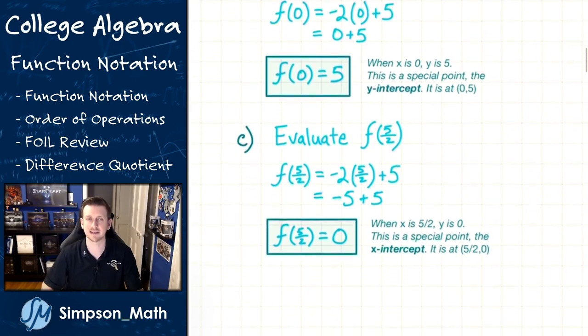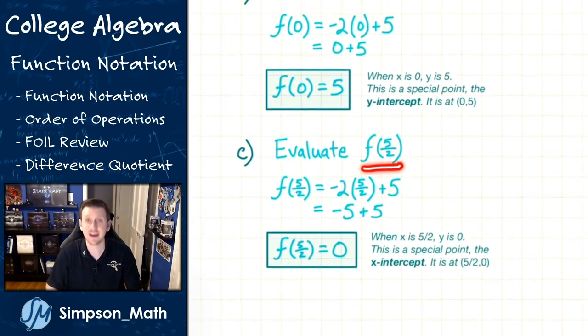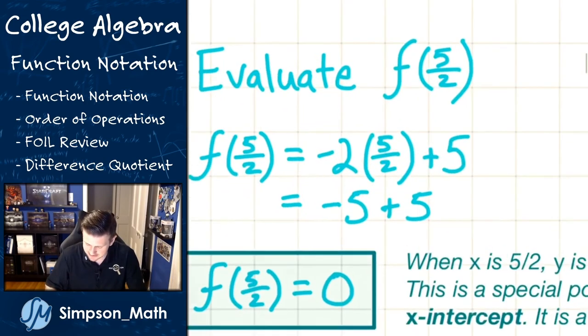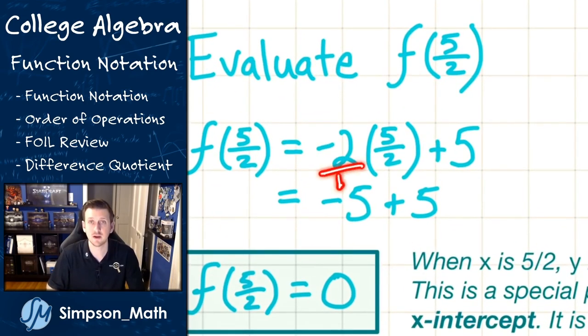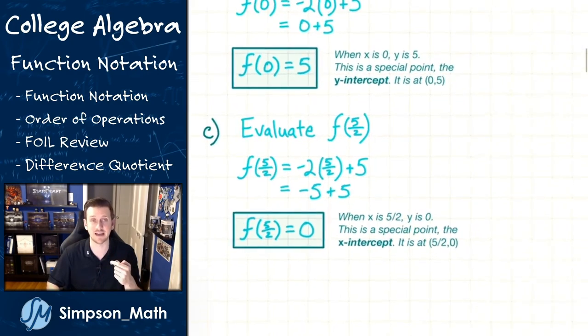All right, so let's take a look at C. Evaluate f of 5 halves. So I'm going to plug in 5 halves where the x is, and now I'm going to multiply. You can think of this negative 2 as negative 2 over 1. I could think of this as negative 10 divided by 2, and then reduce that and get negative 5. But it'd be easier just to go ahead and reduce the 2s, and then we'll be left with negative 5. So negative 5 plus 5 is 0. So I have an ordered pair at 5 halves, 0.